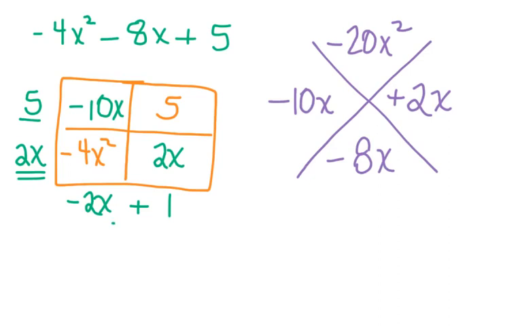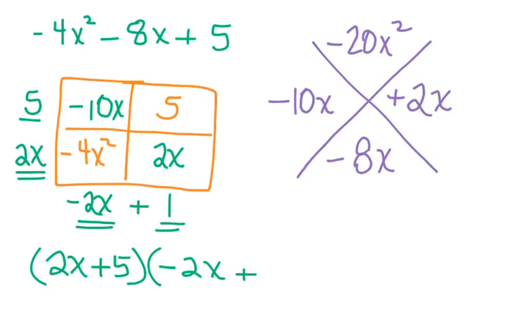And then when I went ahead and figured out my bottom values, I just kept in mind, what do I need to do in order to get to negative 4x squared? And what did I need to multiply to get to 5 and positive 2x? So now my factors are 2x plus 5 times negative 2x plus 1. Do I end up at the exact same place? The answer is yes. So it's all a matter of how you want to do it.